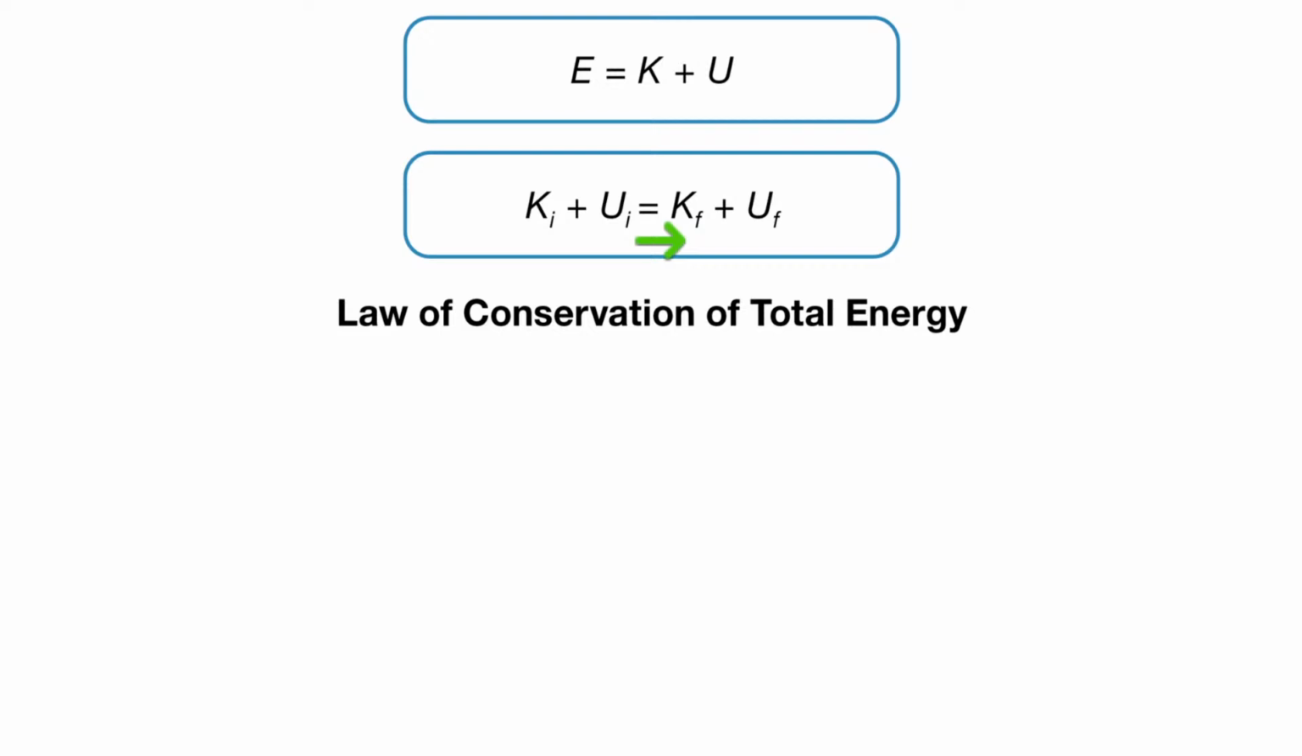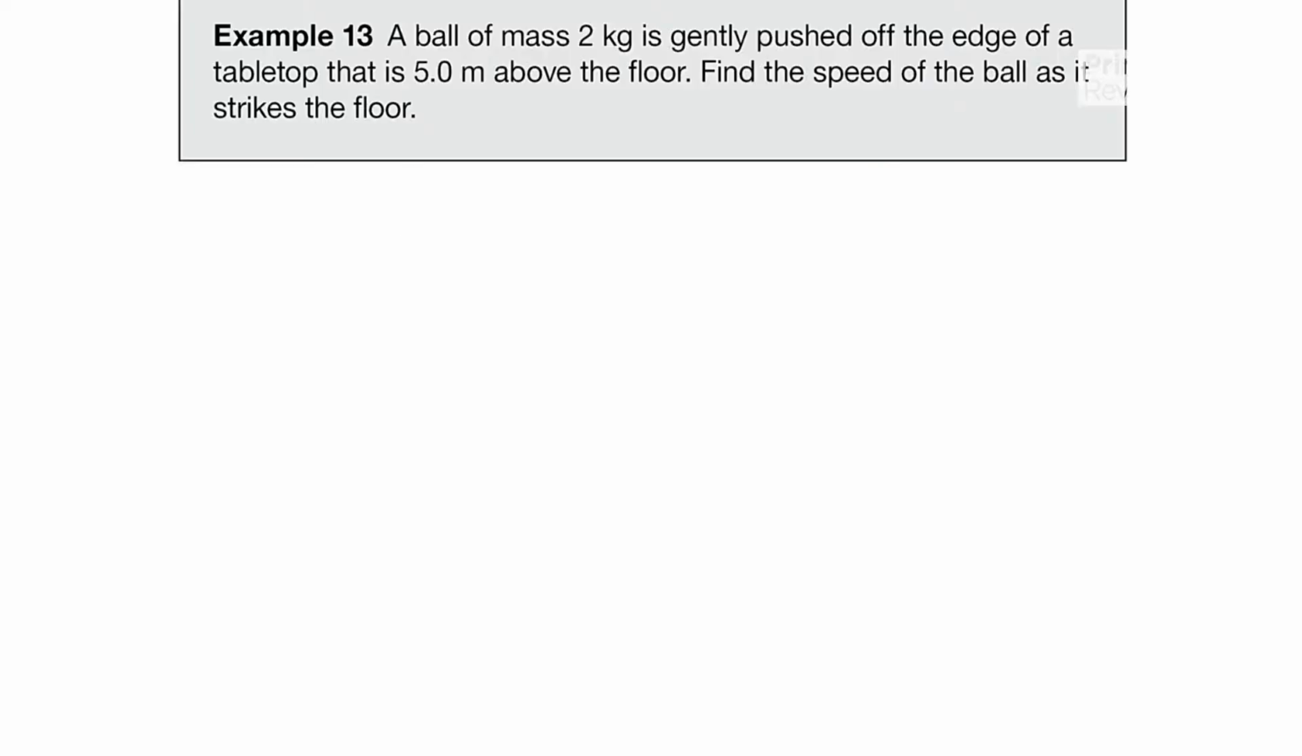So let's go to an example to see how we might have that tested. With example 13, this says a ball of mass 2 kilograms is gently pushed off the edge of a tabletop. And this is our way of just trying to convey that the initial speed is basically 0, right? So it's allowed to fall, but it's basically falling with a negligible initial speed, right? And the tabletop is 5 meters above the floor, so pretty high up. But the question asks for the speed of the ball as it strikes the floor. So we want that impact speed.